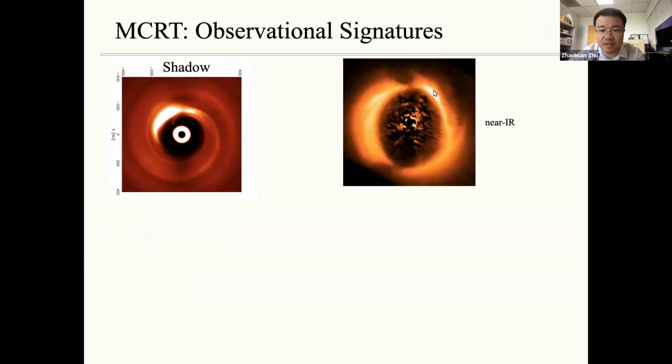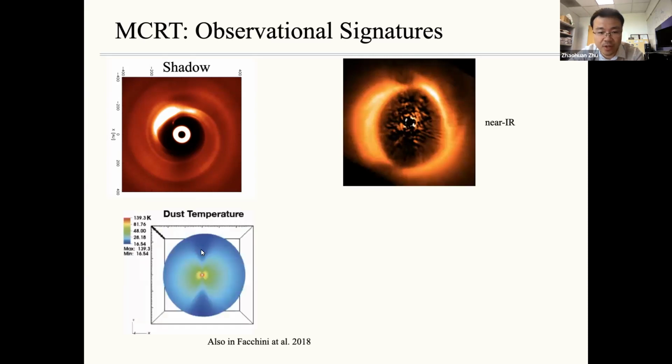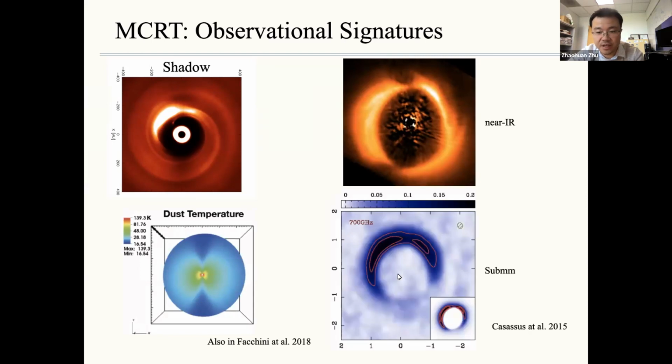So this is like these observations. You have a shadow here, and if you look, the temperature in the shadow is colder. This is because it's in the shadow, so it's cold. And this has been seen in ALMA observations of HD 142527. You have this vortex cut by this shadow, and the temperature in the shadow is lower.